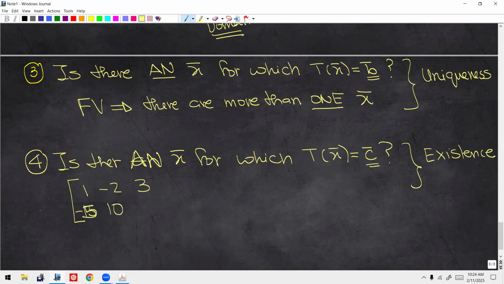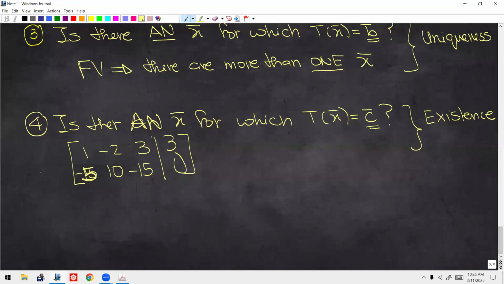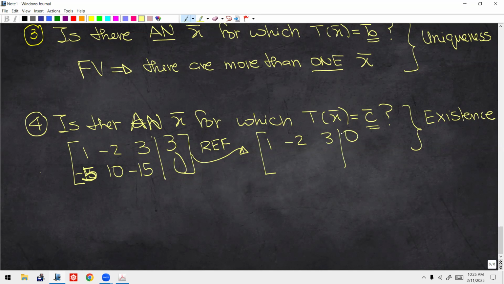Oops, this is 5, sorry. And then we have 3, 0. So we are doing the same problem that we did here. It's the exact same problem, so I'm not writing all the details, but instead of getting b, they want us to see if we get c. Is that okay? So we're going to REF it again. So if I REF it, I end up with this 1, -2, 3, 0, and we get 0, 0, 0, 1.